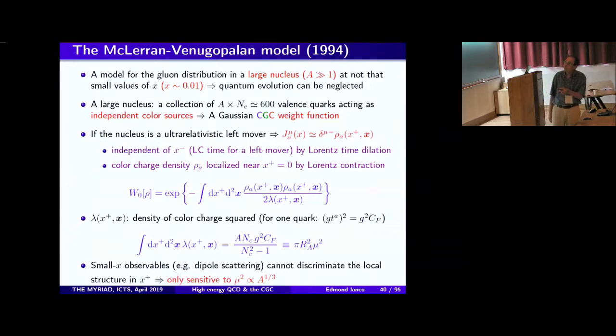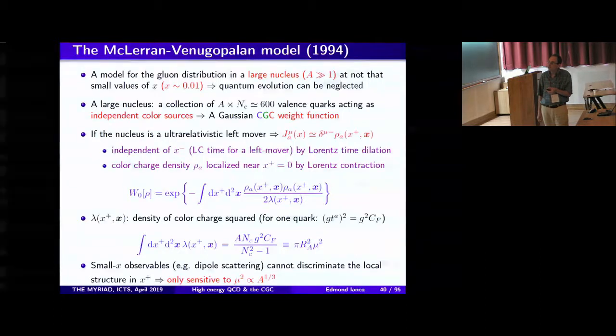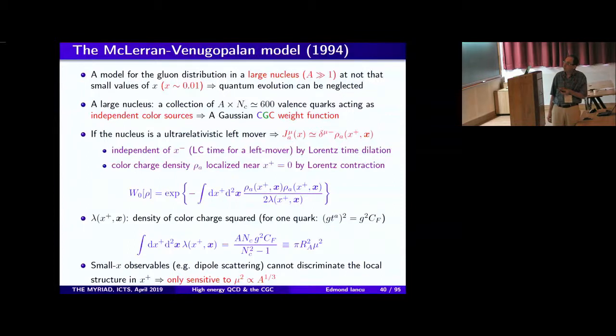So the MV model is a model for the gluon distribution in a large nucleus, meaning A much bigger than one, but at not that small values of x, in the sense that one can ignore quantum evolution. Why should you have large A? Well, because a large nucleus can be viewed as a collection of A times Nc valence quarks. If A is 200 for lead and Nc is 3 for fundamental quarks, you have like 600 quarks, because you have three quarks per nucleon. And all these valence quarks can be viewed as independent color sources because they're confined into different nucleons, they don't stick to each other. And since they're independent, their distribution can be described by a Gaussian weight function.